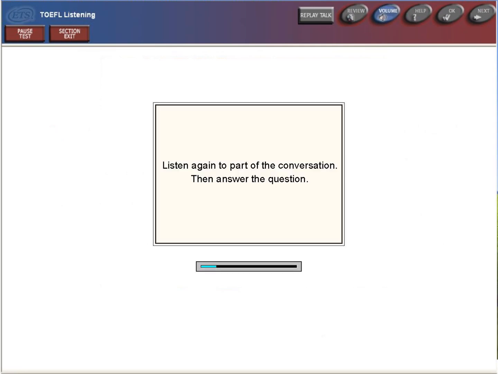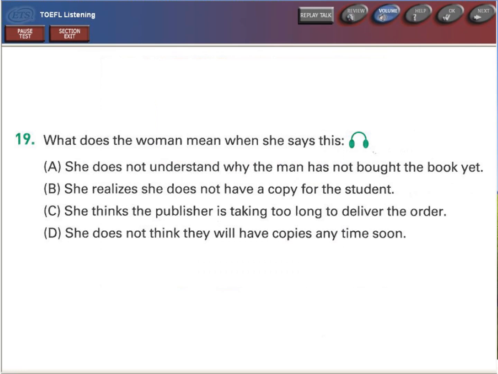Listen again to part of the conversation. Then answer the question. Here's the thing. I need to buy a textbook for Political Science 101, Professor Taylor's class. I know which textbook you're talking about, since it's a really popular course among freshmen. But we ordered copies for the beginning of the semester, and that was 2 months ago. 19. What does the woman mean when she says this? And that was 2 months ago.